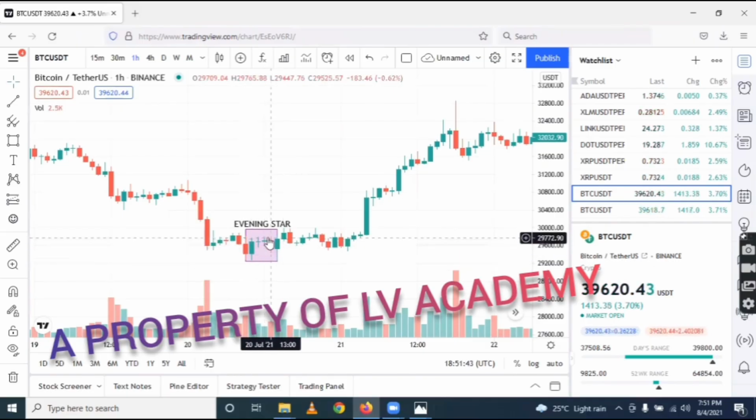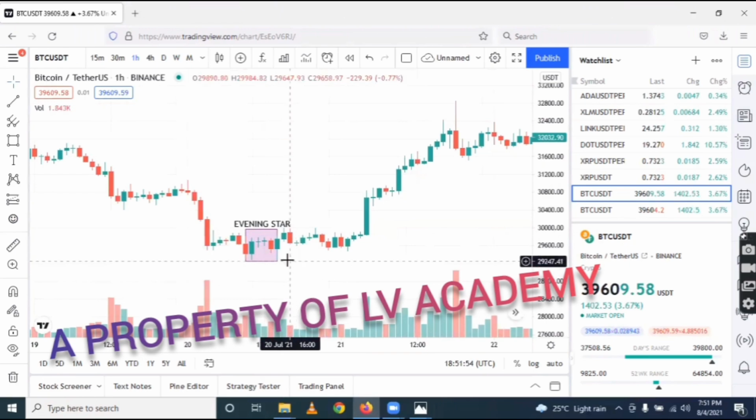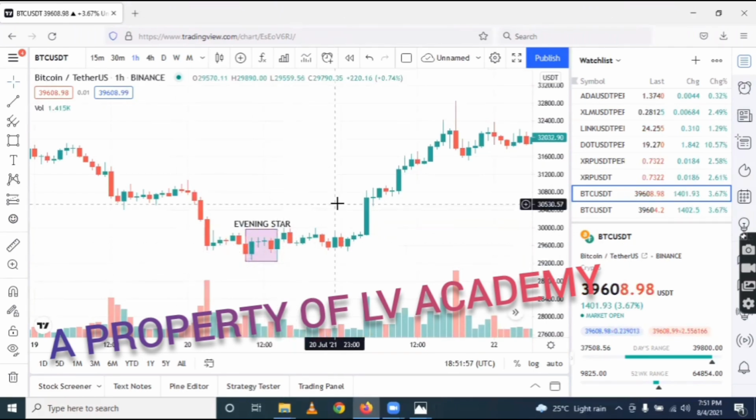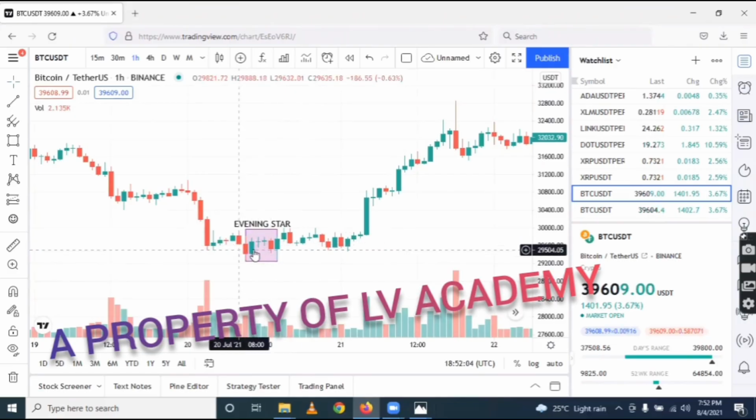As you can see, it happened here, but the buyers came back into the market and took control. It didn't go to the downside. Buyers came back and took control of the market. And that is, as you can see, the evening star pattern. Bullish, indecision, bearish.